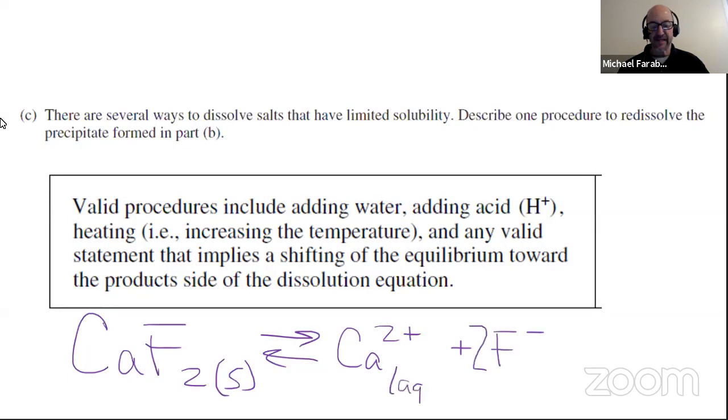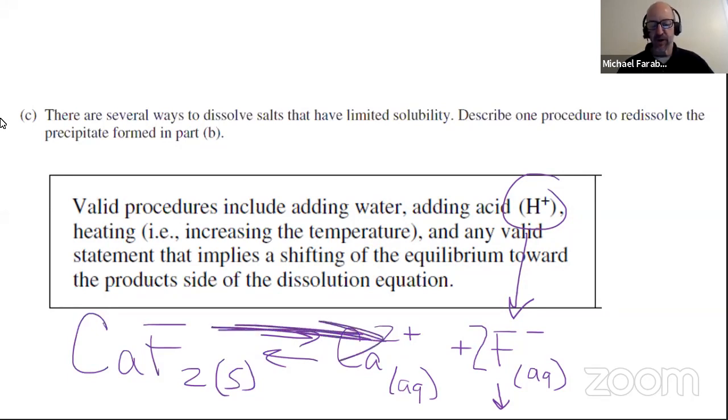I talked about this in yesterday's lesson. It turns out that since fluoride is a weak base, adding H+ will react with the fluoride, causing the concentration of fluoride to go down as it forms the molecular version, HF, hydrofluoric acid. As that concentration of fluoride decreases, the equilibrium shifts toward the right. So again, either adding more water, adding acid, or heating the solution would increase the solubility.